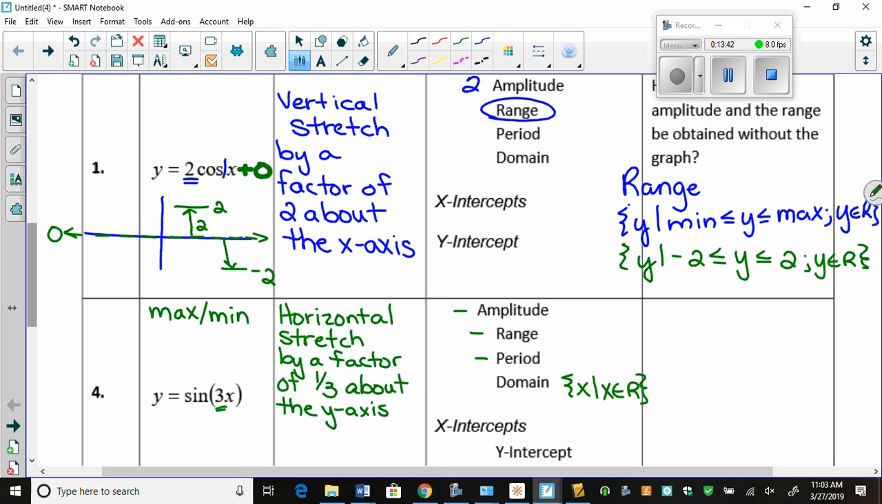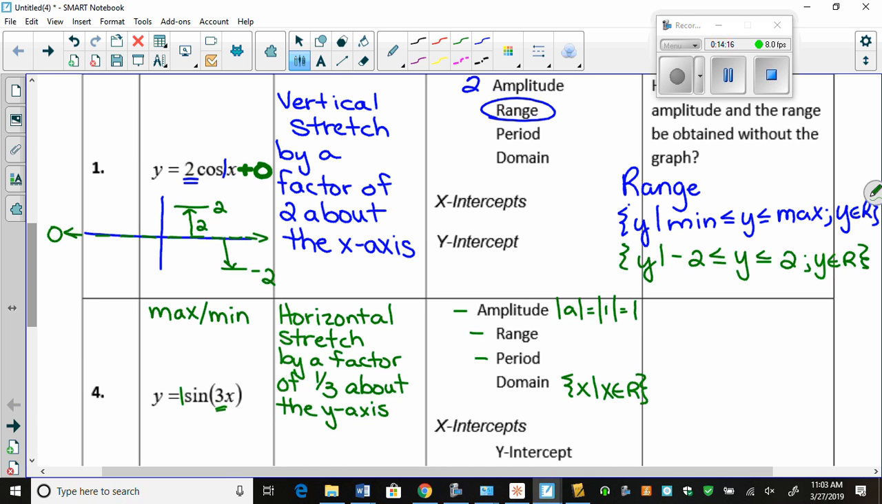So what's my amplitude? The absolute value of a, which is 1. So this graph goes up 1 and down 1. So actually the distance from min to max is how much? What's the distance from my min to my max? 2. Because amplitude is half the distance up and half the distance down, right? So if it's 1 up and 1 down, that's a distance of 2 from min to max, okay?